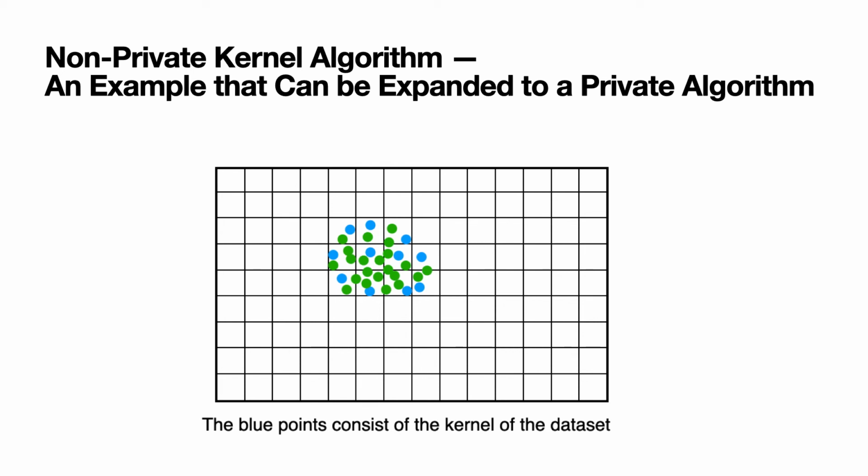We expand it to a private version by adding the center of a grid into the kernel if in this grid there's a point of noisy Tukey depth exceeding the noisy threshold. There are some detailed proofs of the algorithm. Please look into our paper for more details.